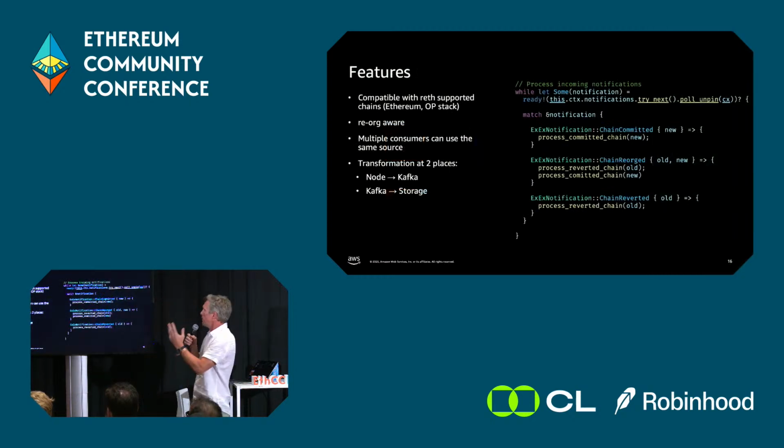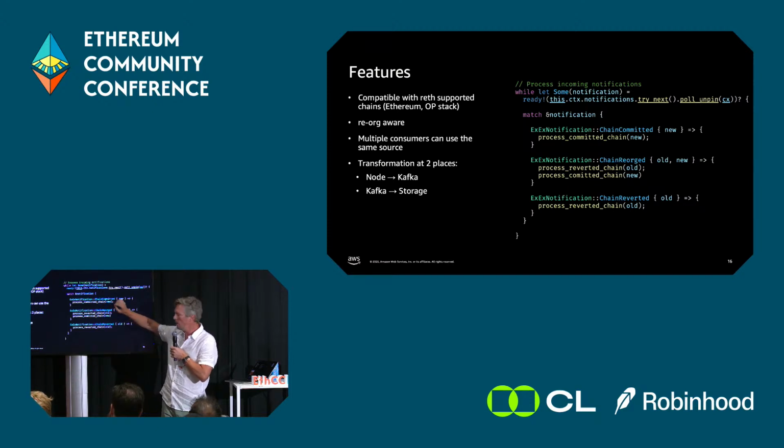This is just a very, very small piece of what it looks like, but you can see it's a fairly elegant solution, I'd say, because the execution extension gets these notifications. If there are new blocks, it gets this processed committed chain. If there's a reorg, it gets this reverted chain and the new committed chain. And if there's a revert, it gets this reverted chain. So you always know what new blocks are there or if there's a reorg. So it's reorg aware. That's really what we need.